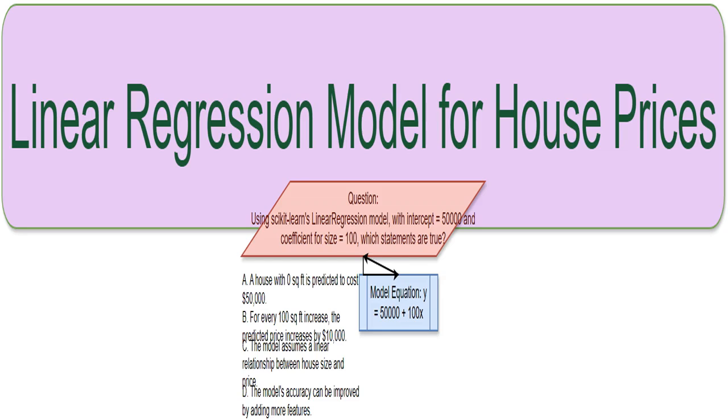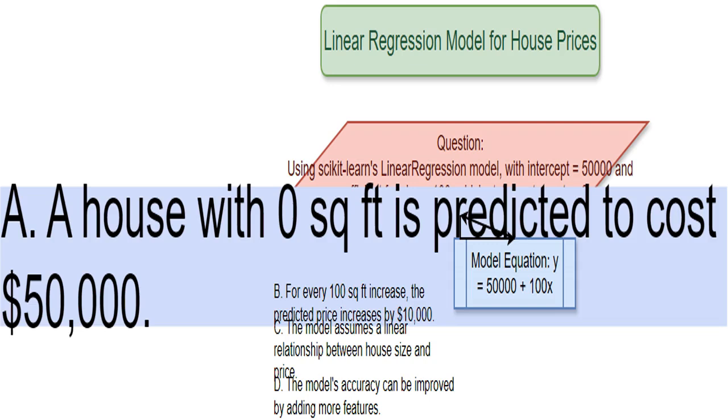We're using a type of statistical model called linear regression. It's a fantastic tool to predict one thing, like house price, based on another, like size. Scikit-learn is a popular Python library that we're using here to create and work with this model. If you put 0 for X, house size, in the equation, Y, predicted price, equals $50,000. That's what our intercept means. It's the starting price for a non-existent house, a useful baseline.